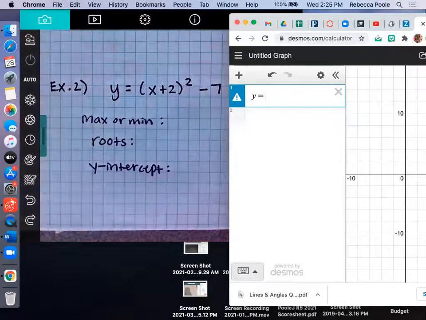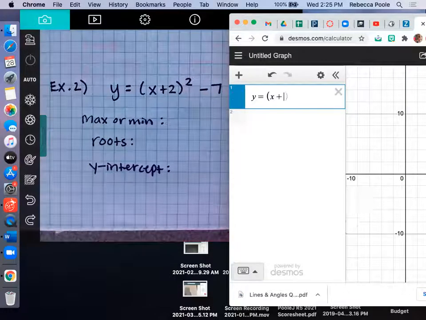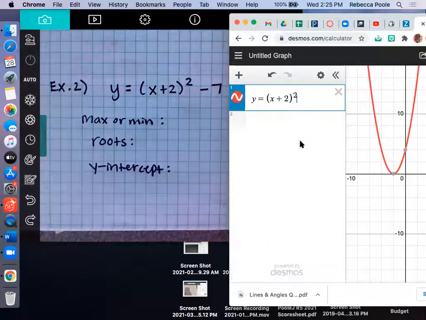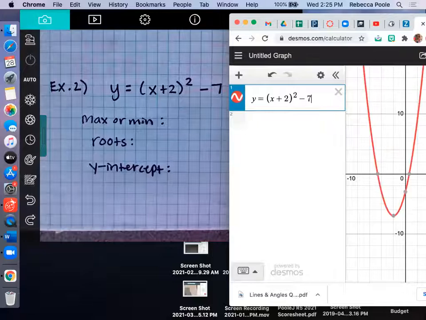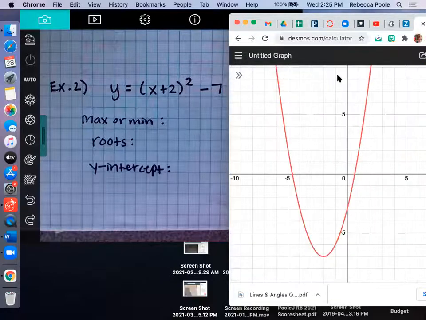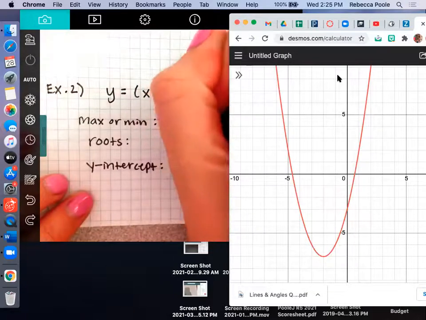So we're going to type in y equals parentheses x plus 2. I'm going to come down here and square it. Minus 7. And it graphs it for you. So let's look at the graph. Is it a max or a min? Minimum.